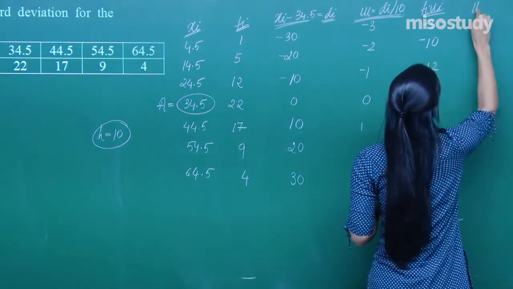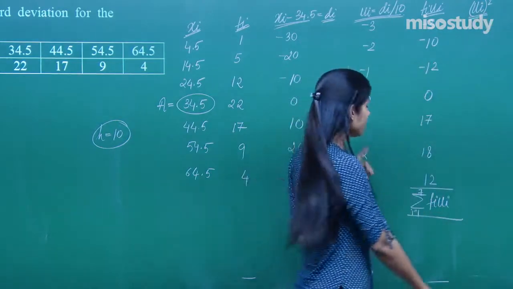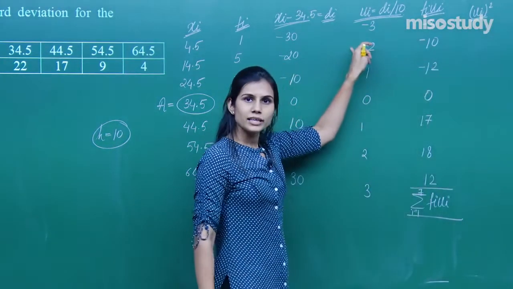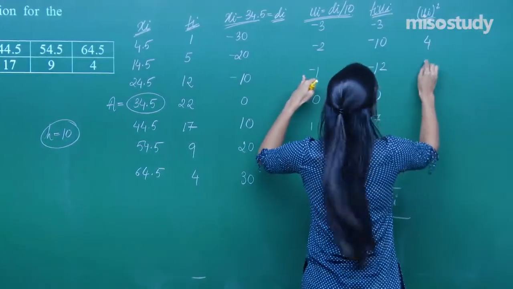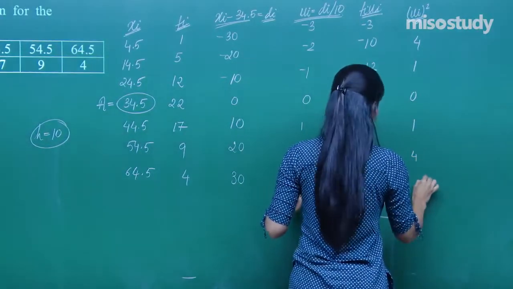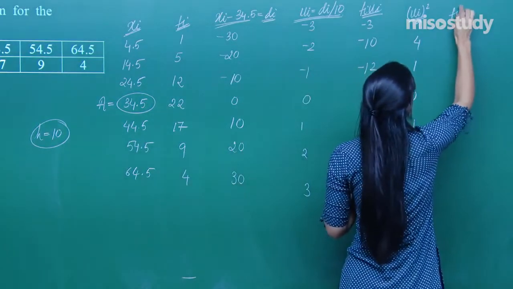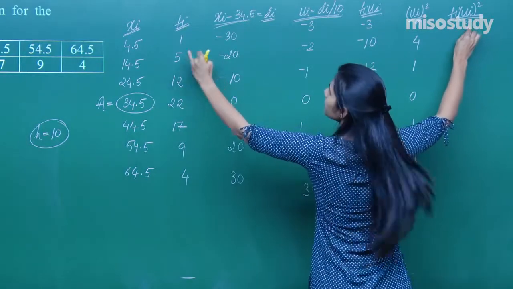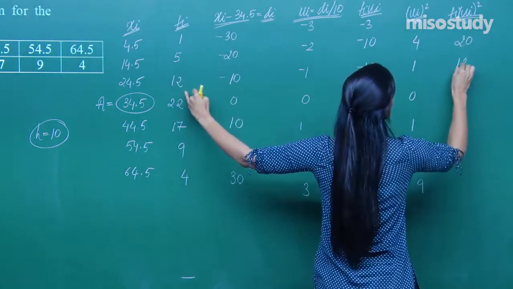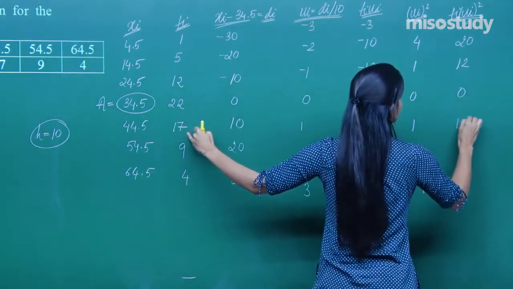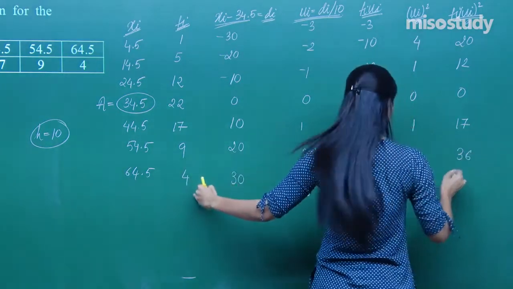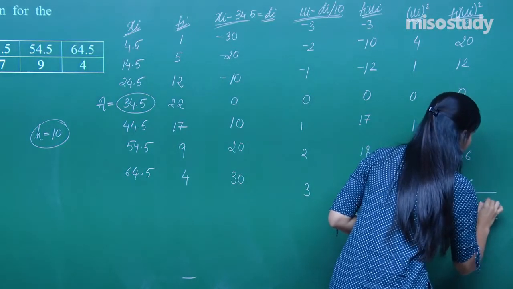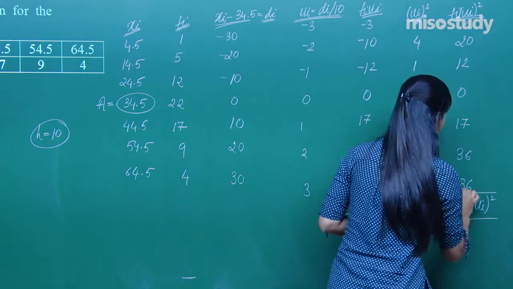Once fi ui and its sum is obtained, you would want ui square now. These are my ui's. Minus 3 square is 9, then 4, then 1, then 0, then 1, then 4, and then 9. And the last column would be fi ui square. Multiply fi with ui square: 1 into 9, 5 into 4, 12 into 1, 22 into 0, 17 into 1, 9 into 4, 4 into 9. Fine. From here you can evaluate summation fi ui square, i going from 1 to 7.